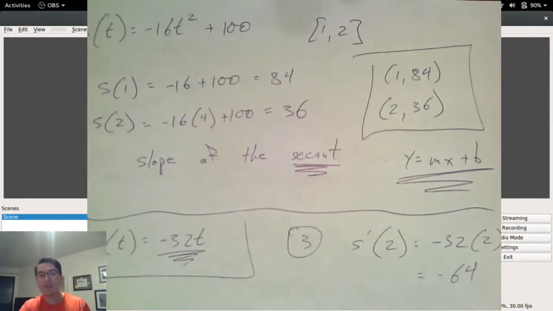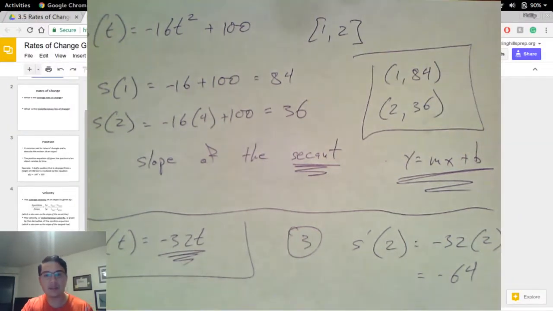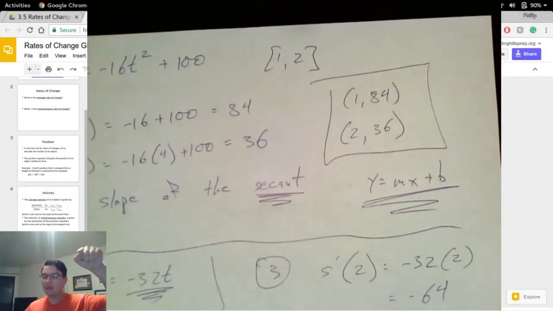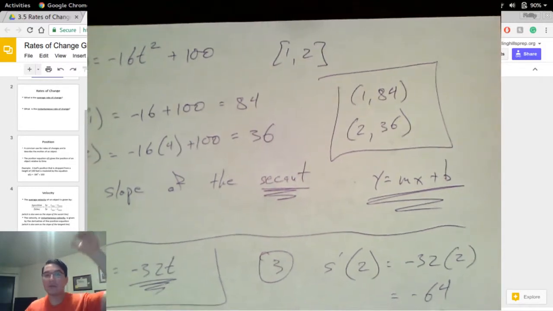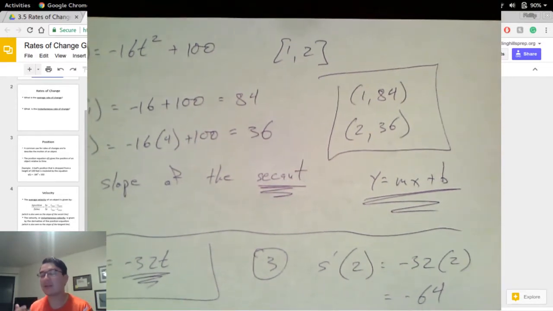Okay, so what does this tell us? We don't quite have a full story here. A ball is dropped from a height of 100 feet. What is the velocity? Oh, so this is just saying that the ball is dropping due to the acceleration of gravity. It is dropping at a rate at 2 seconds of negative 64 feet per second.